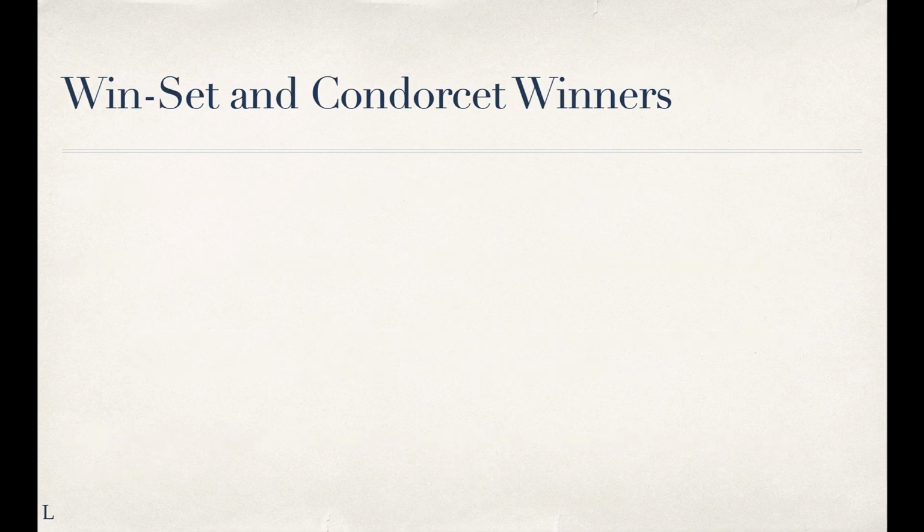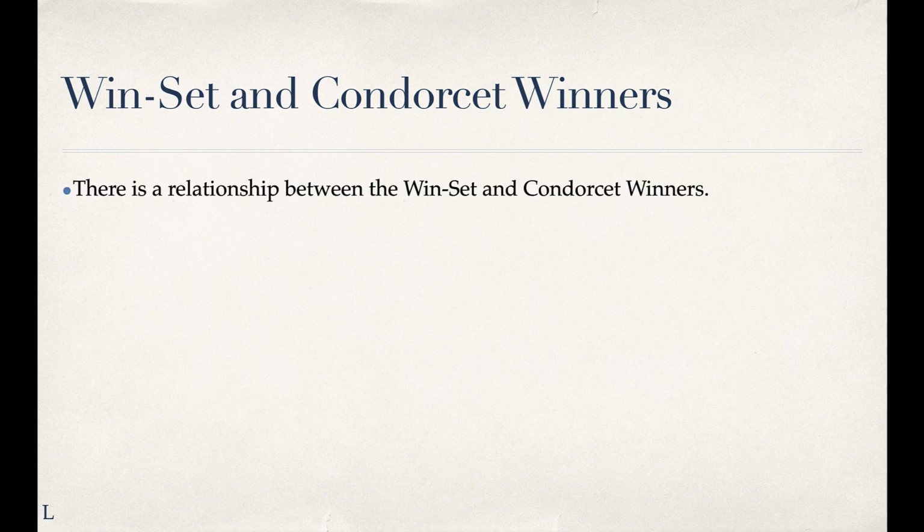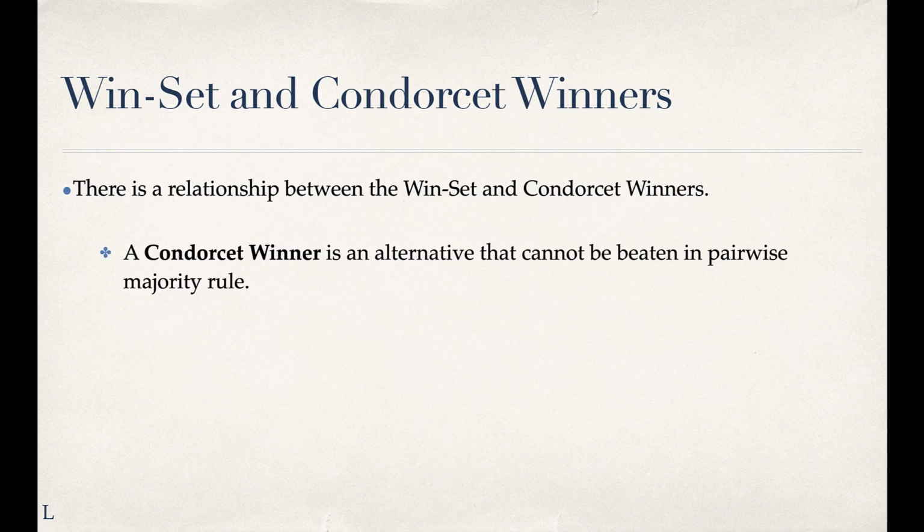So what is the relationship between win sets and Condorcet winners? In fact, there's a very strong relationship between the two. The majority rule win set, I should probably have said to be technically accurate here, there's a relationship between the majority rule win set and Condorcet winners. A Condorcet winner is an alternative that cannot be beaten under pairwise majority rule. The majority rule win set is the set of all alternatives that will beat a given alternative.